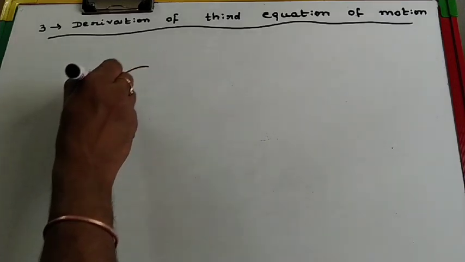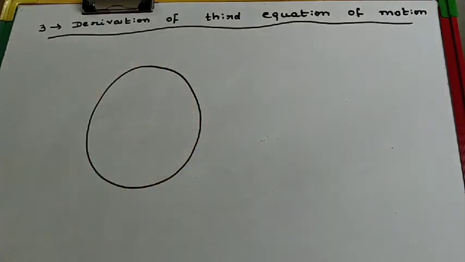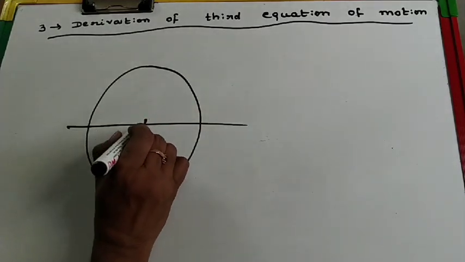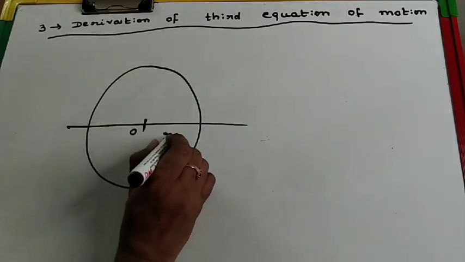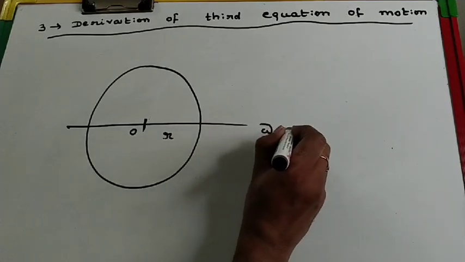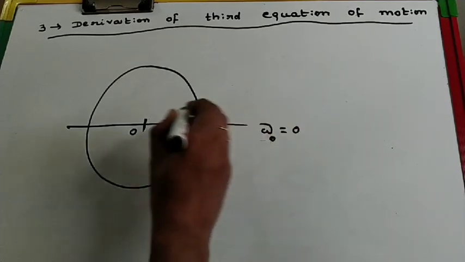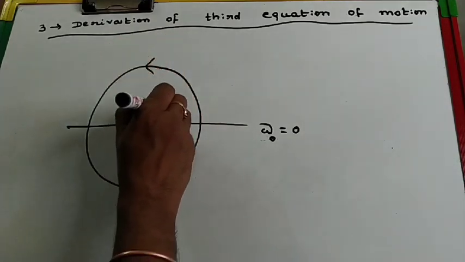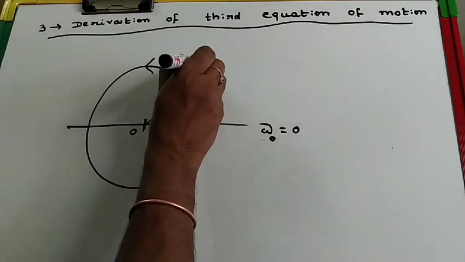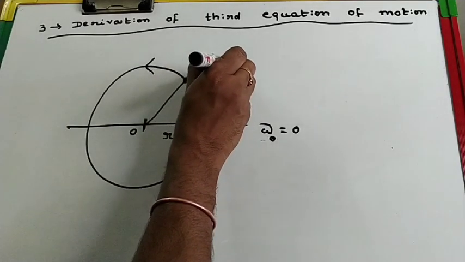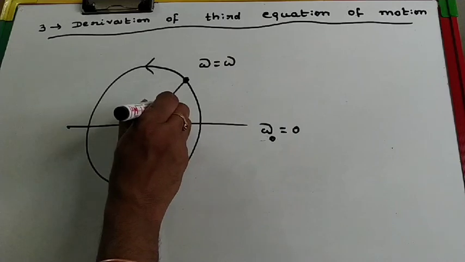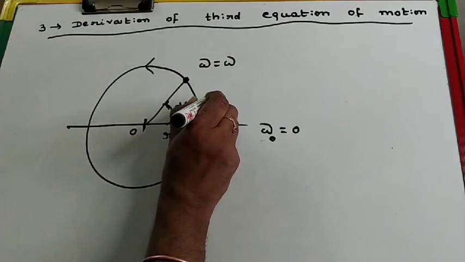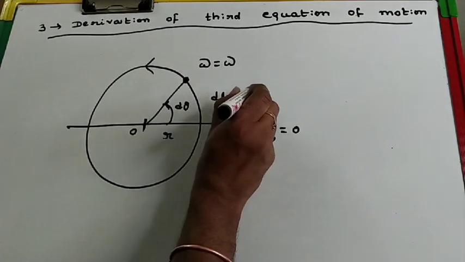Now take a circle, take a diameter, consider the center O, with radius R. Initially omega is equal to omega naught is equal to 0. Now the particle is moving in anti-clockwise direction. Now the particle is here. Consider omega is equal to omega. Consider the angle is d theta. The length crossed by the particle is dl for a given time dt.